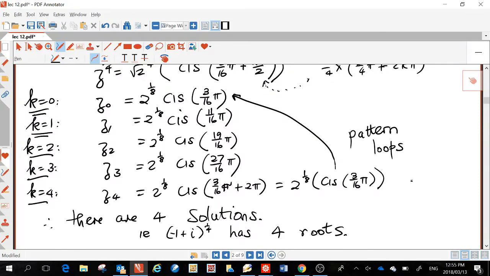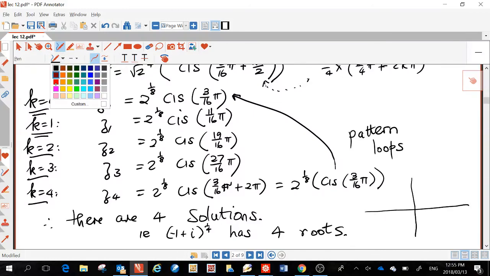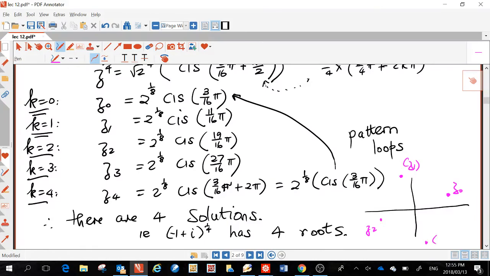So if you have to plot these dots on a coordinate plane, what do you think will happen? It's quite fascinating. If I plot the first one, it'll be a length of 2 to the 1/8 and an angle of 3/16 pi. So perhaps it'll be there. The dot there. That's Z naught. If I plot Z1, it will be there. If I plot Z2, it will be somewhere there. If I plot Z3, it will be somewhere there. So these are the 4 points.